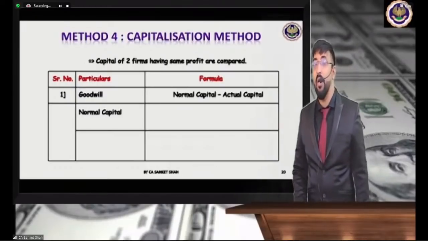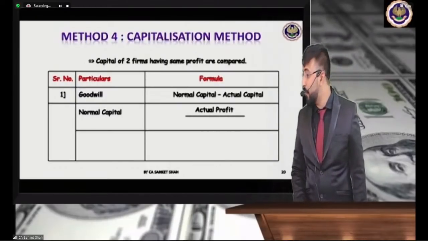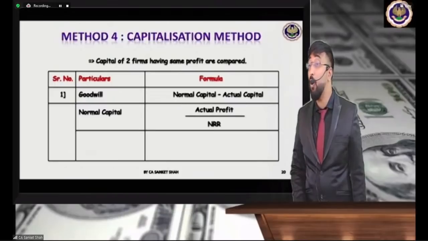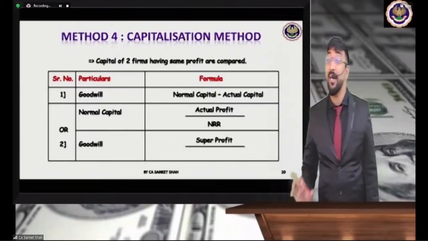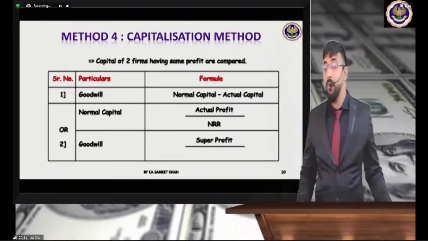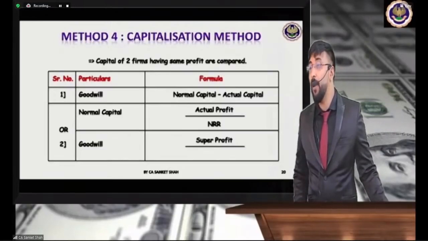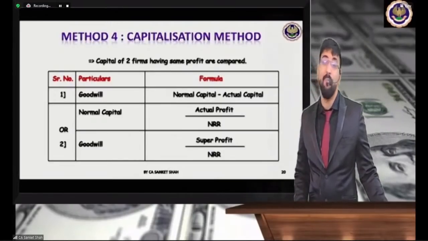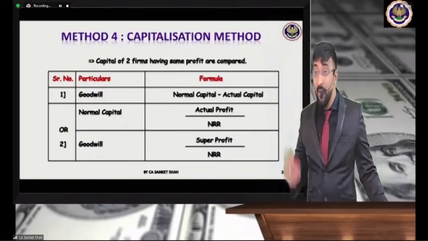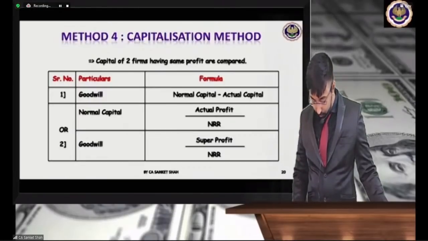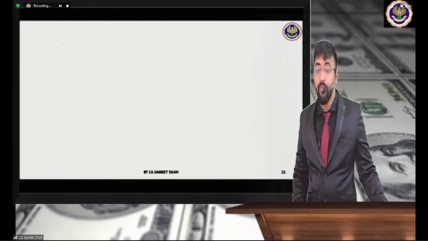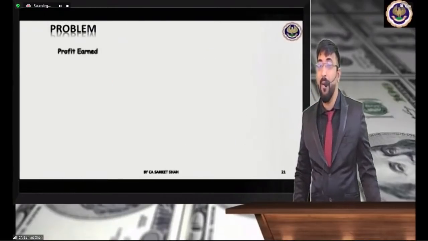Very good. Normal capital कैसे निकालोगे? Profit upon NRR. और इसका एक और फॉर्मूला है. This is a second formula for this. Or you have one more formula. Goodwill is equal to super profit upon NRR. So this is a second formula. This formula, yes, I haven't taught it now. Super profit upon NRR. So this is one more formula. Please write all these formulae. Okay. So problem, I'm not going to take it now.